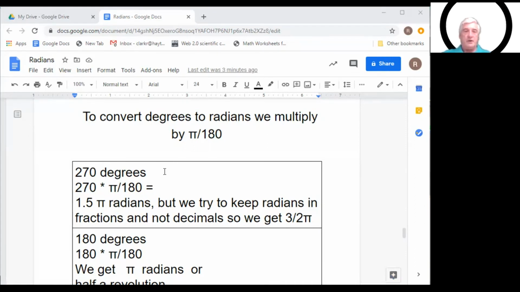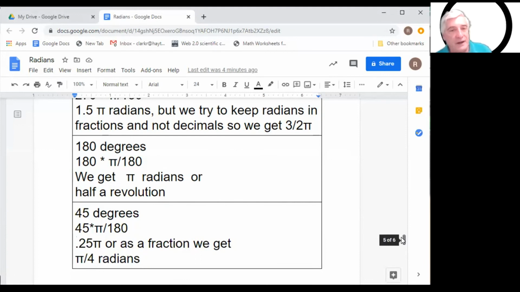To convert 270 degrees to radians, we multiply by pi over 180. That gets us a pi on the top. 270 divided by 180 is 1.5, but we try to keep radians in fractions and never decimals, so we get 3/2 pi.